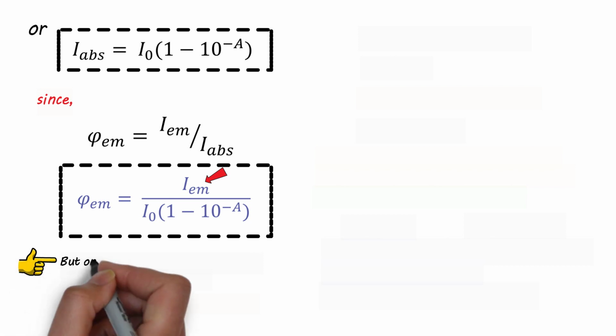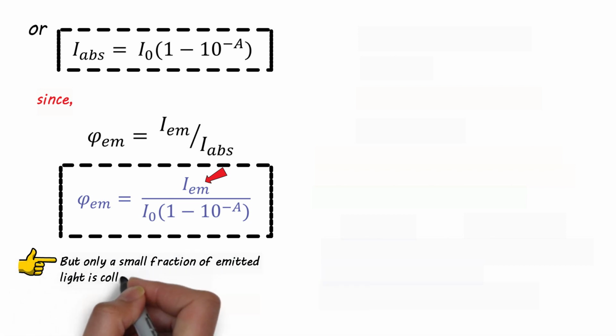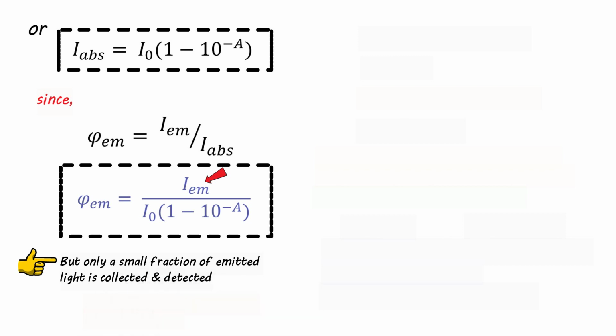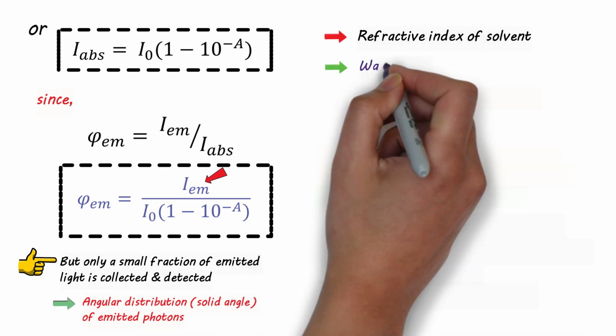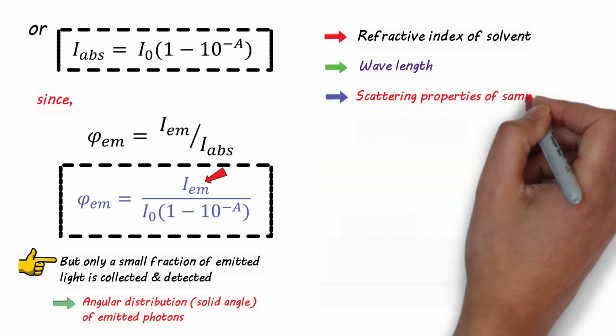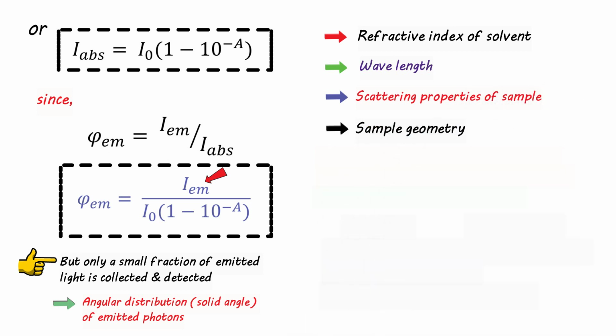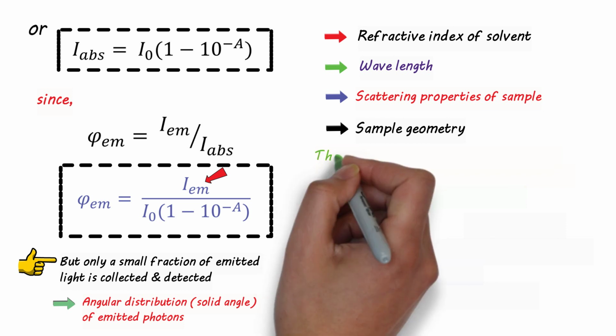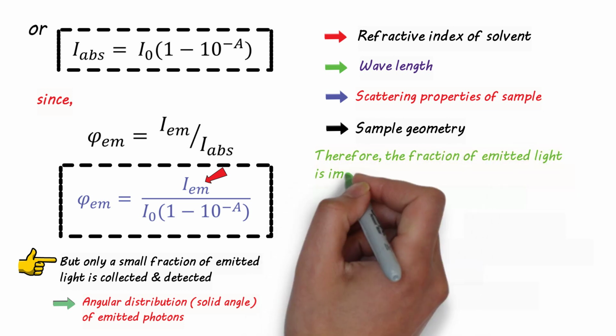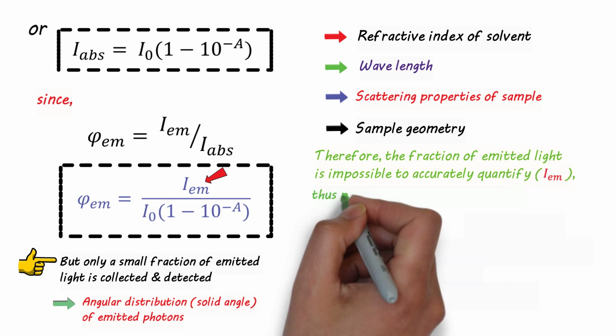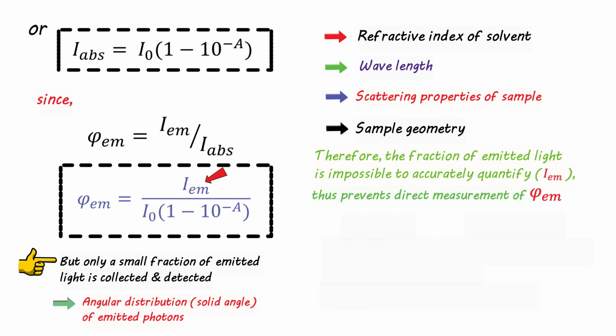Now, to find the phi-EM, IEM, that is the intensity of emitted photons, has to be calculated, but only a small fraction of emitted light is collected and detected. This small fraction of light depends on several factors, which include angular distribution, that is the solid angle of emitted photons, refractive index of solvent, wavelength, scattering properties of sample, and sample geometry. All these factors influence IEM. So, it is impossible to accurately quantify IEM, which prevents direct measurement of emission quantum yield, that is phi-EM.